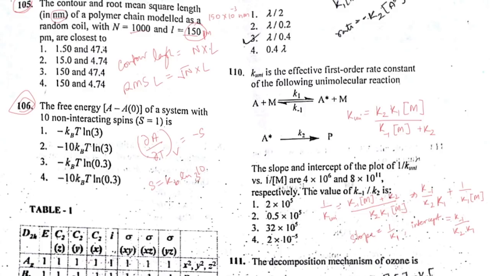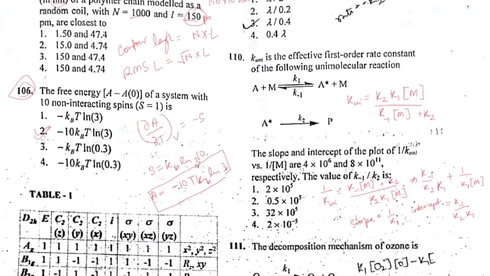When you solve it out, the A value will come out to be minus 10 T KB ln 3. This is what the answer should be. I will post the detailed answer on the Unacademy profile. So option number 2 will be your correct option.